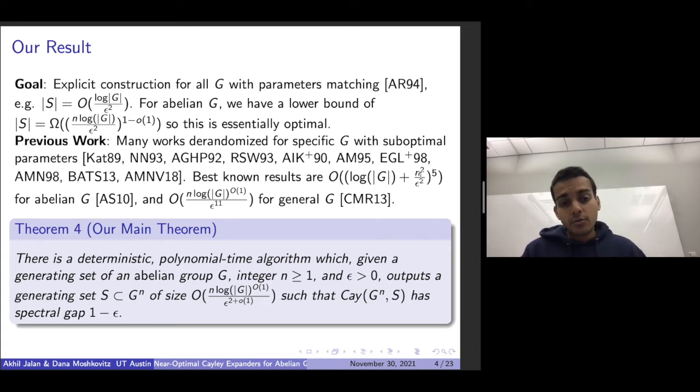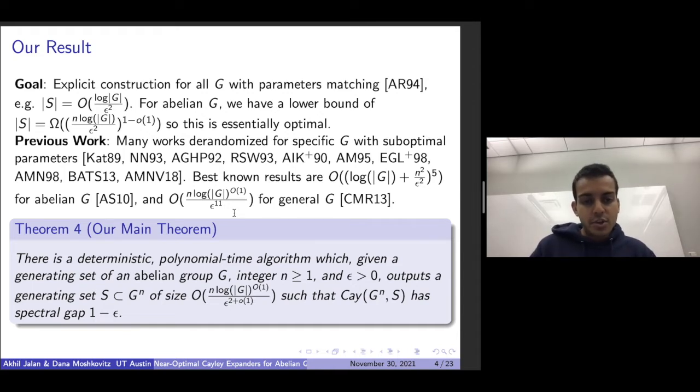And for general groups, it's something like n over epsilon to the 11, where again, we're talking about G to the n rather than G.